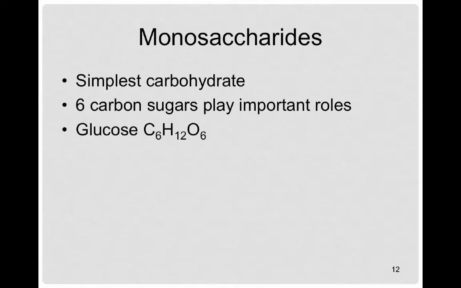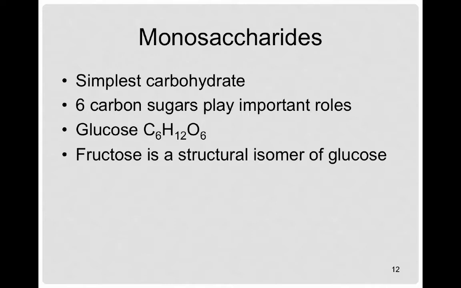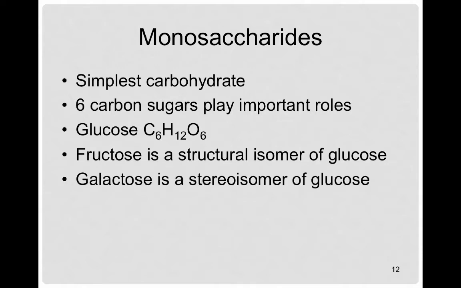Glucose, again with the formula C6H12O6, is the most common form. It's like the universal food, if you will, universal energy molecule that all living things can process and break down and turn into ATP. We talked about isomers also in this chapter, and fructose is an isomer of glucose. It's a structural isomer, so its formula is the same, C6H12O6, but structurally it is different, which gives it different properties, so it's a different kind of sugar.